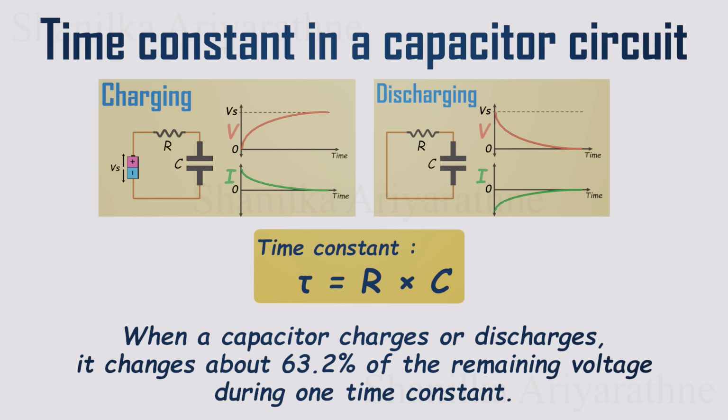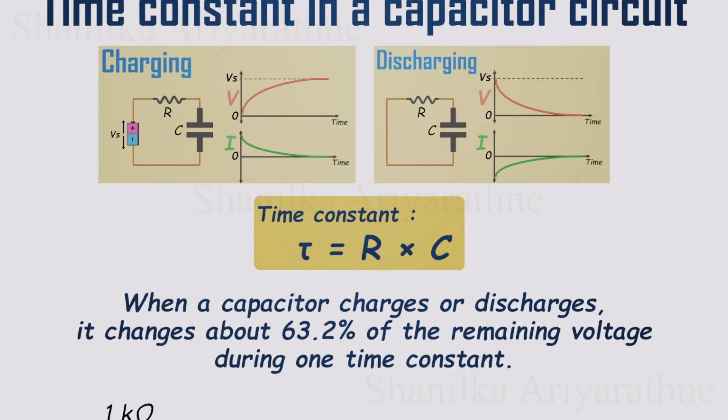Let me put it this way. During charging, after one time constant, the capacitor gains about 63.2% of the voltage it still needs to reach the supply voltage. And during discharging, after one time constant, it loses about 63.2% of whatever voltage it started with. It's like the capacitor is racing toward the finish line, fast at first, but slowing down as it gets closer.